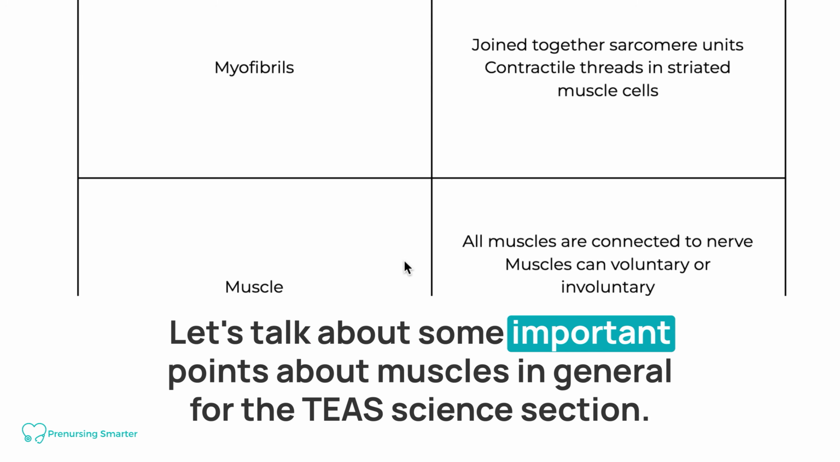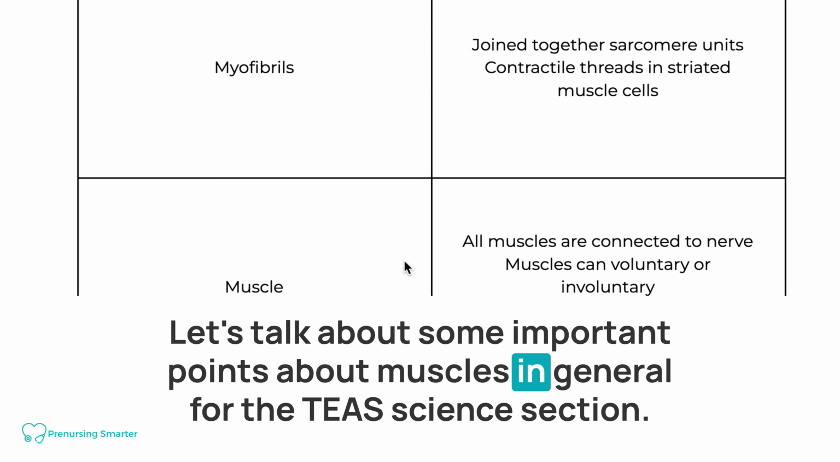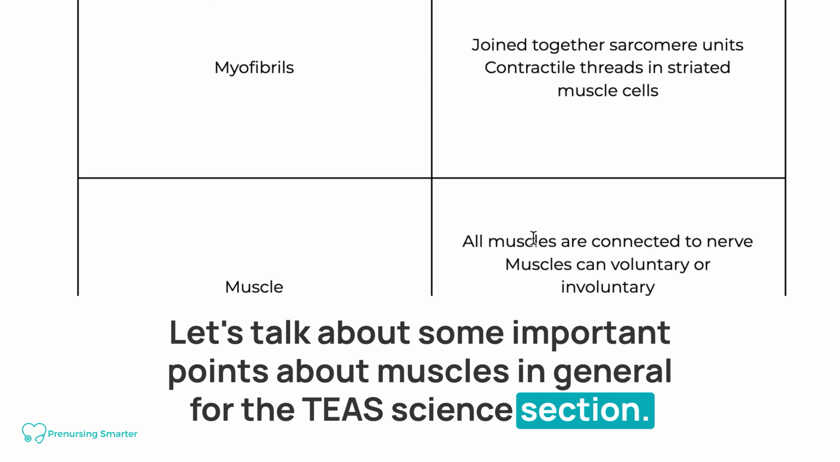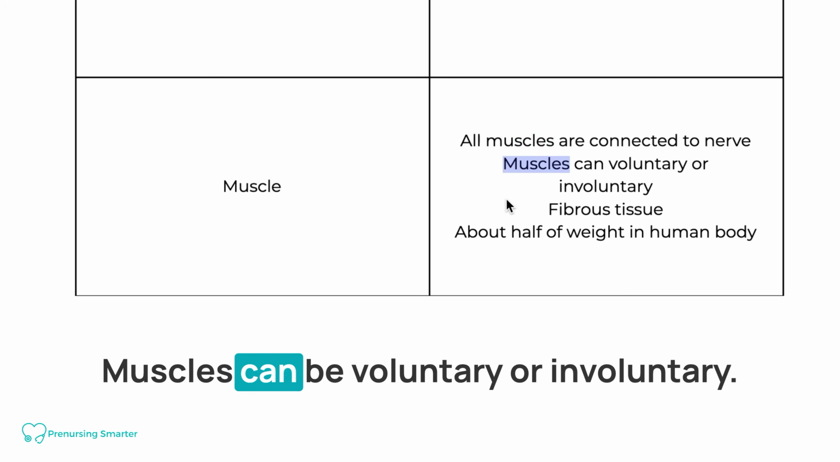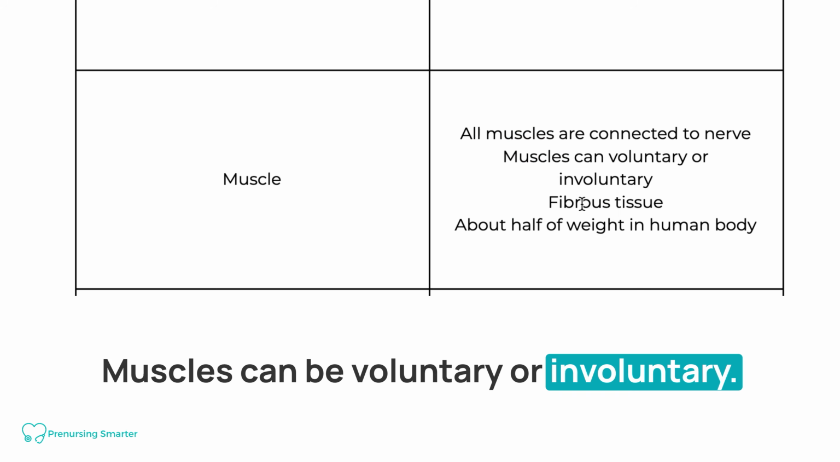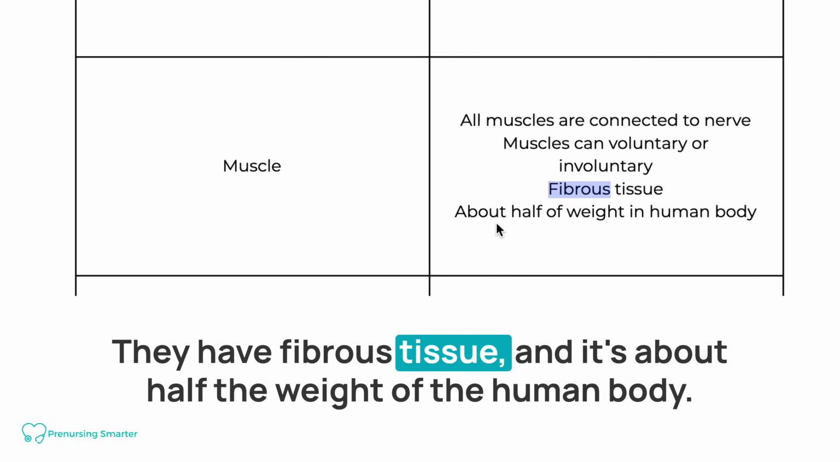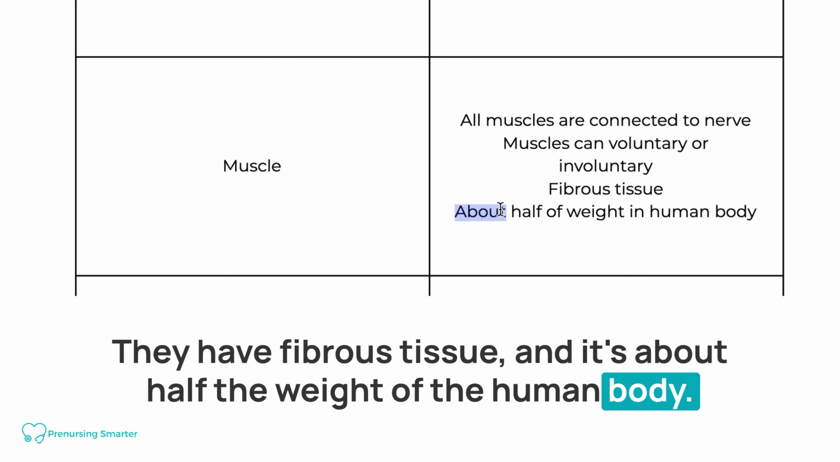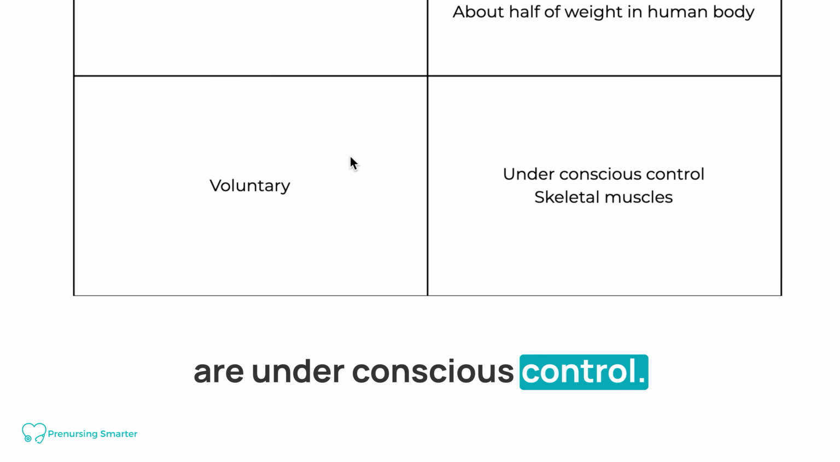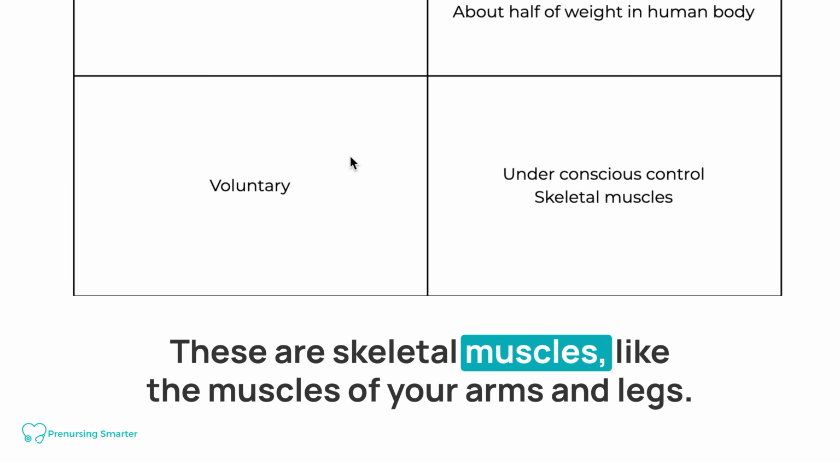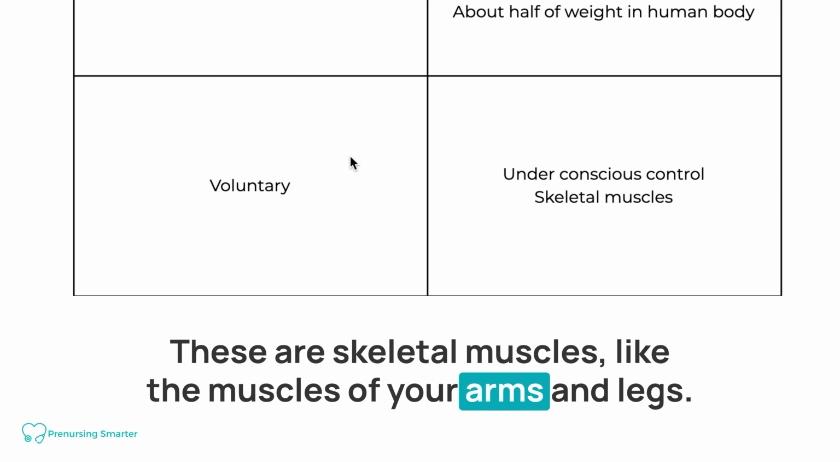Let's talk about some important points about muscles in general for the TEAS Science section. All muscles are connected to a nerve or nerves. Muscles can be voluntary or involuntary. They have fibrous tissue, and it's about half the weight of a human body. Voluntary muscles are under conscious control. These are skeletal muscles, like the muscles of your arms and legs.